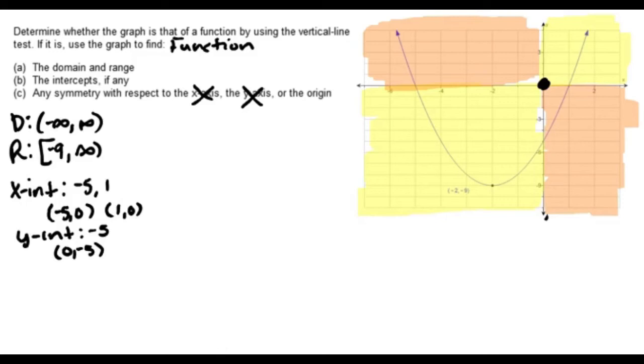If I just focus on this piece of the graph right here, I have a line with two endpoints, and if I look in the opposite quadrant, I have this curve right here, which has one endpoint and the other side continues on forever. So those do not mirror each other in opposite quadrants. So we do not have origin symmetry for this function.